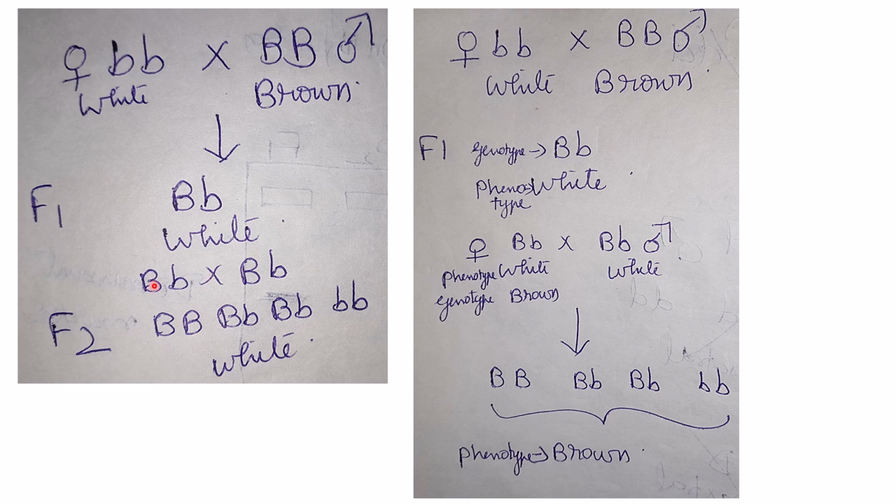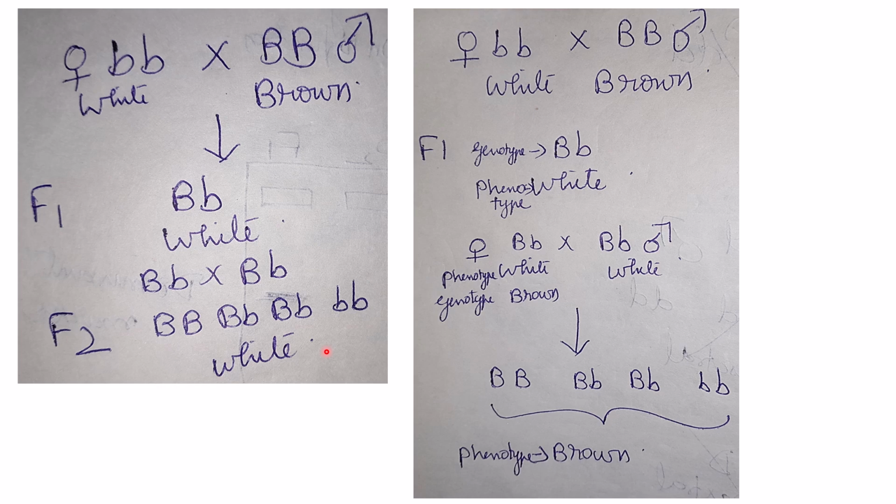Okay. Now if you do an F2 progeny, again the mother is supplying the mitochondria, father is not supplying the mitochondria. So if you cross these two or self the F1, BB and a capital B small b, you will get all offspring as white irrespective of their genotype. See here, all offspring will be white because mother is the supplier of the mitochondria. That is maternal inheritance. Now what is the case if it is maternal effect?